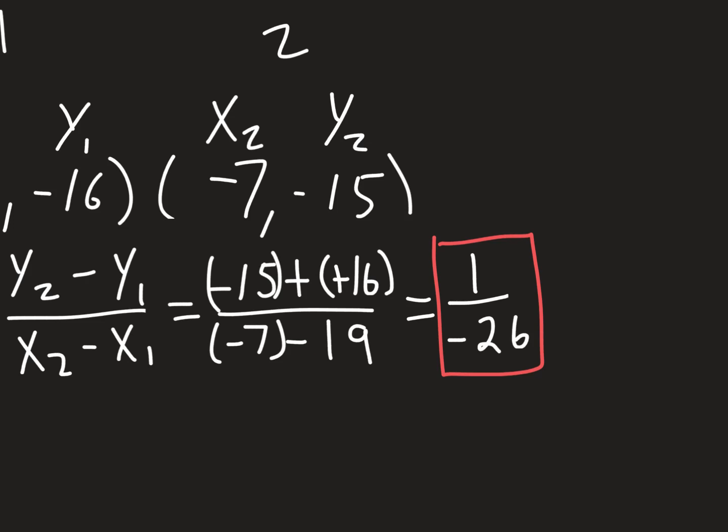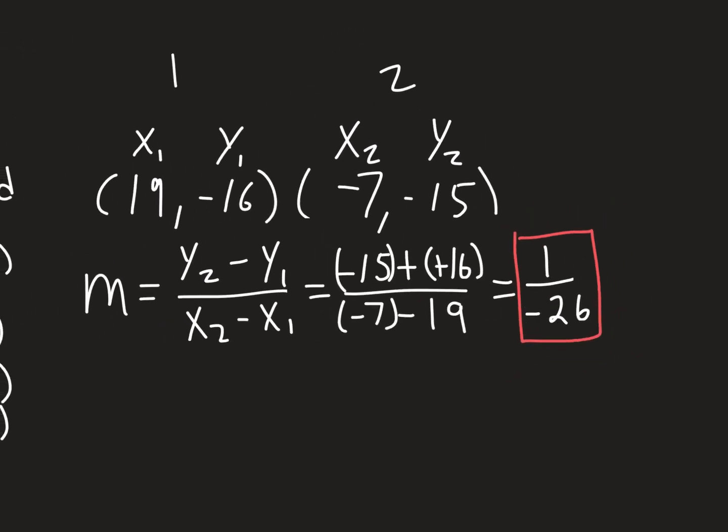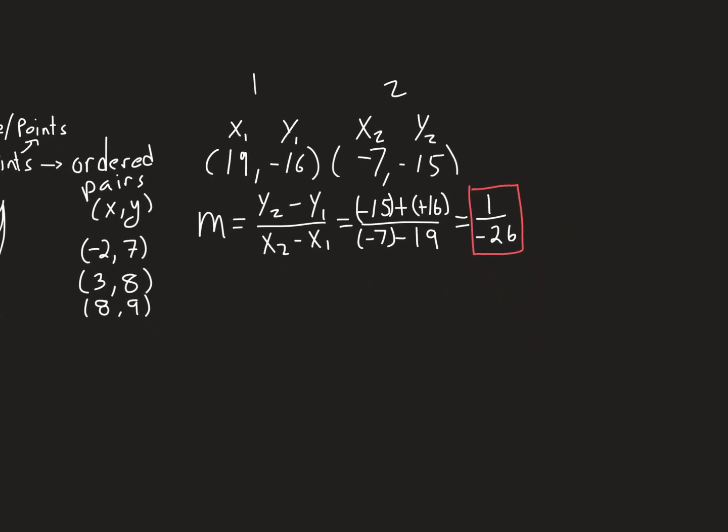Okay, so that's a lot of work, right? You've got to label both points. You have to subtract. You have to put things in specific places. Let me show you on number 2 a different way to do this that produces the same result with less effort. Okay, so that was number 1.